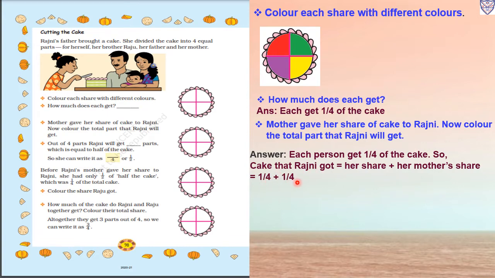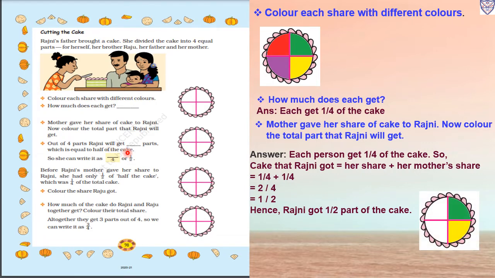So the denominator 4 is the same, so directly we will add 1 plus 1, so 2 upon 4. So that is half. 2 upon 4: in the 2 table, 2 will come and 4 will also come. So we will cut: 2 ones are 2 and 2 twos are 4, which means that is half of the cake. Hence Rajni got half part of the cake. Out of 4 parts, Rajni will get dash parts, which is equal to half of the cake. So now here we have to color how much part Rajni got, that is half of the cake, which means we will color the half part.